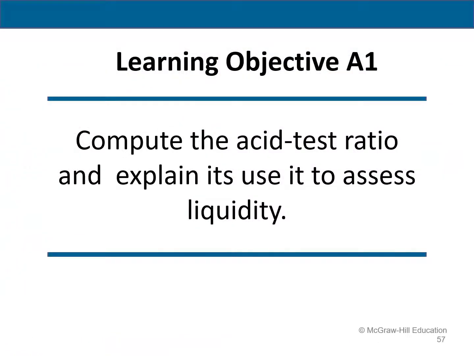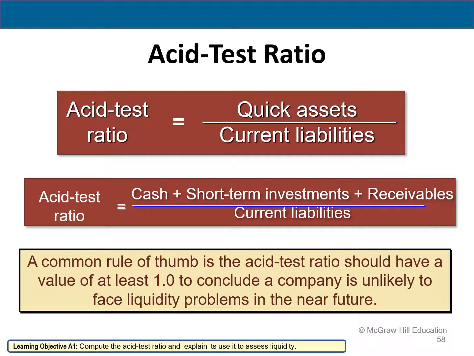All right, so a couple ratios here. So acid test and I think there's one other. So the acid test ratio is just the quick assets divided by current liabilities. Quick assets are defined as cash, short-term investments, and receivables. So the rule of thumb is that the acid test ratio should have a value of at least 1 to conclude that the company is unlikely to face liquidity problems in the future.